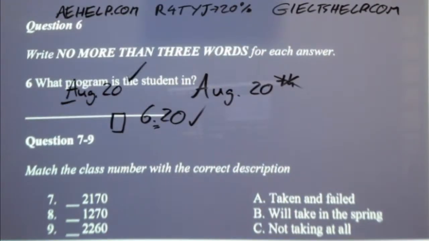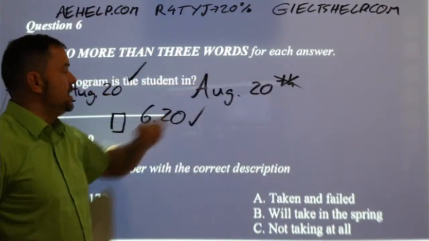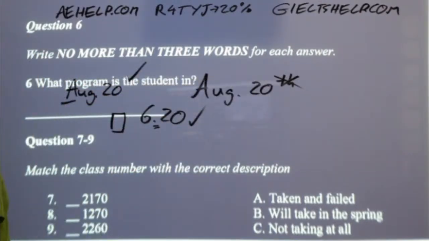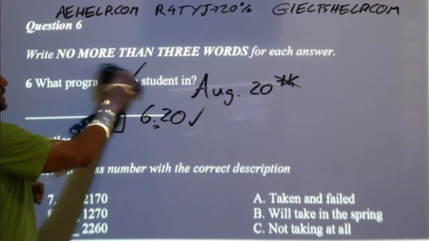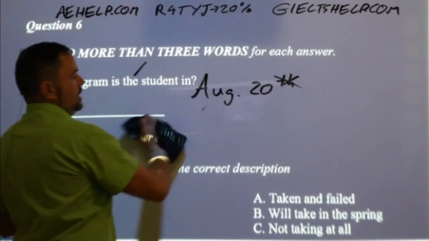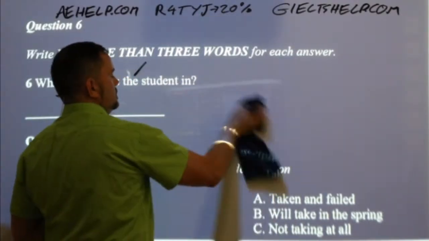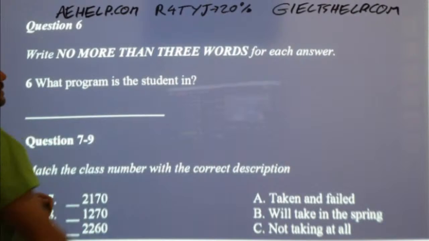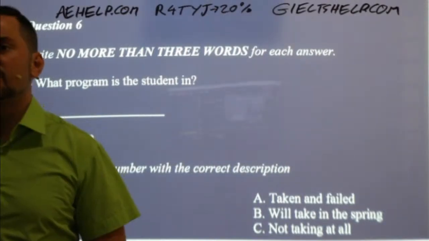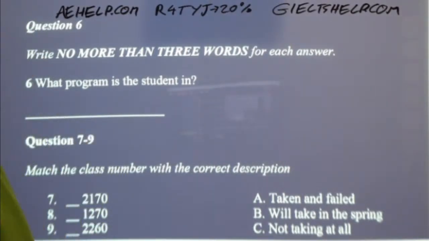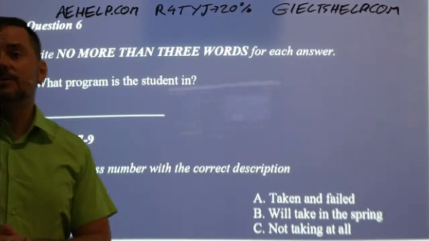So again, question 6, short answer, no more than 3 words for each one. What program is the student in? So here, someone says, oh yes, I see you're enrolled in the, and she says, yeah, I'm in the, so I think again, it's given to you twice here. You need a nice full answer here.